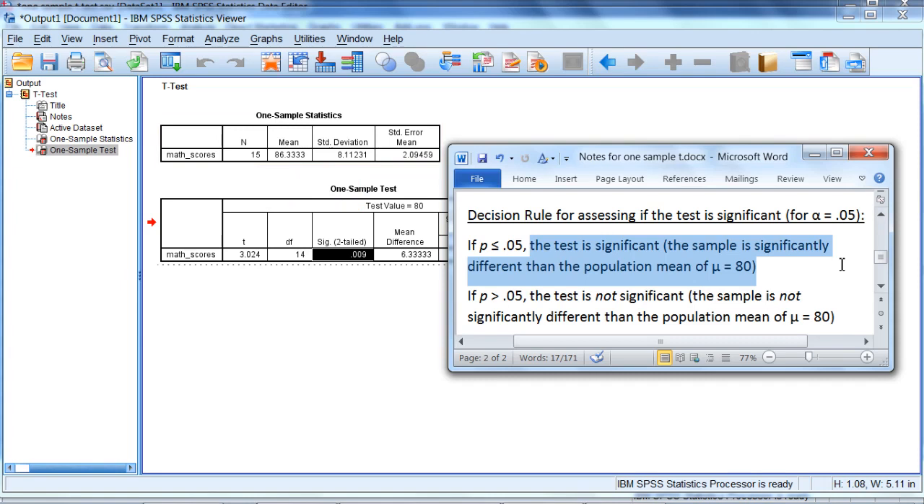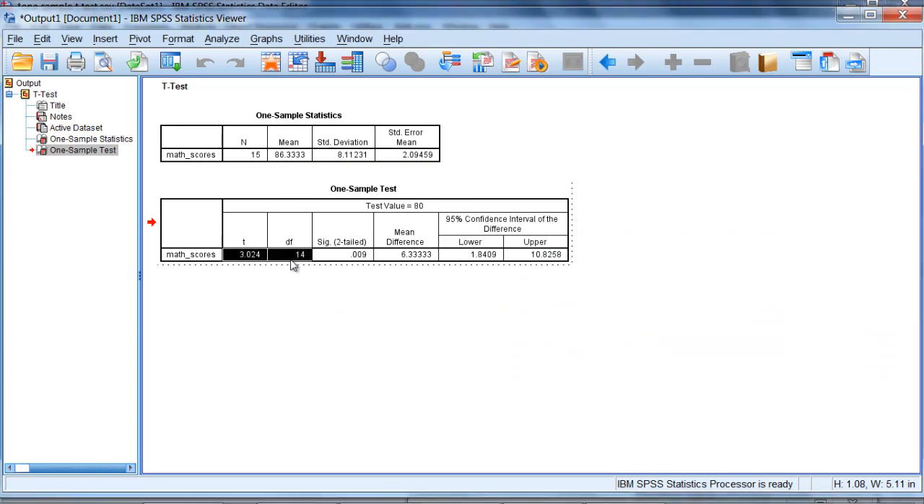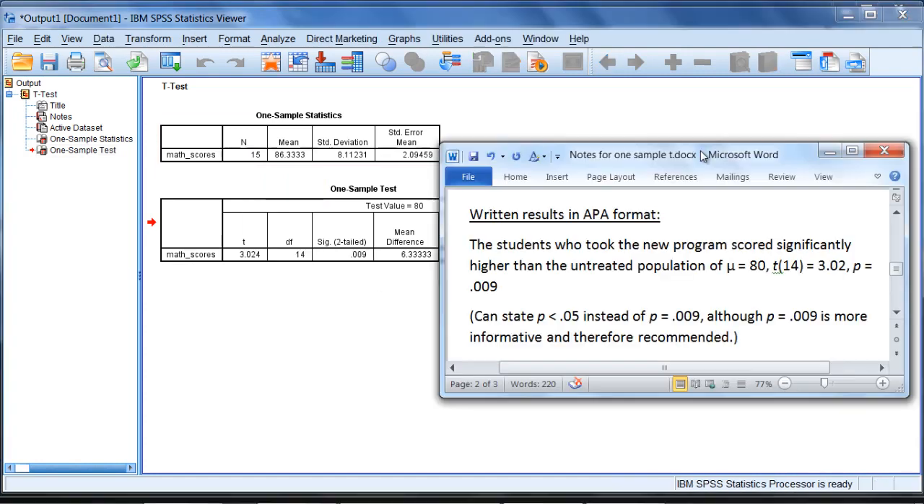So what we'll do next is take this information and make a written statement about our results. To write the results, we'll go ahead and use the following values. We'll use the T value, the DF, and the P value. And this DF, by the way, is just equal to the total sample size minus 1, or 15 minus 1 is 14. So the results could look something like the following.